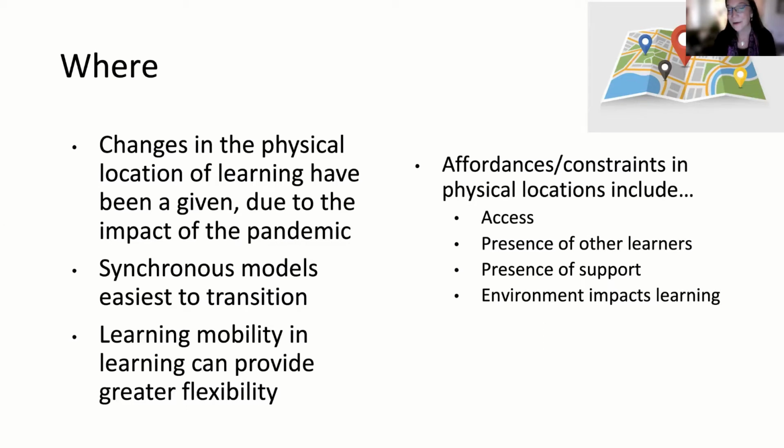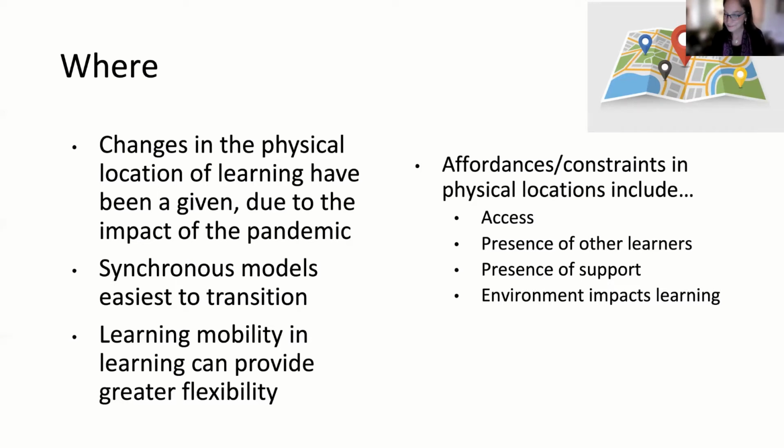So some other affordances and constraints in terms of the physical aspect of learning include access, of course. Do you have the technology you need? Do you have the bandwidth you need? That was a huge issue, especially in K-12 situations over the past year and a half. Do we have access to the bandwidth we need? And particularly in rural locations where I am and maybe where you are, access to networks and access to technologies is not abundant. So that can pose some challenges.